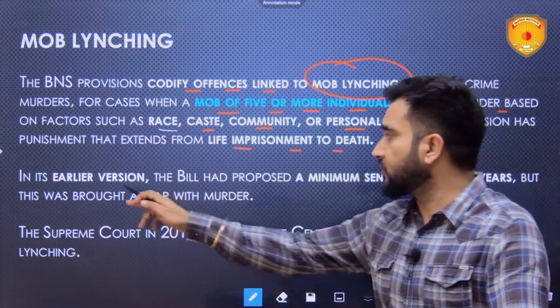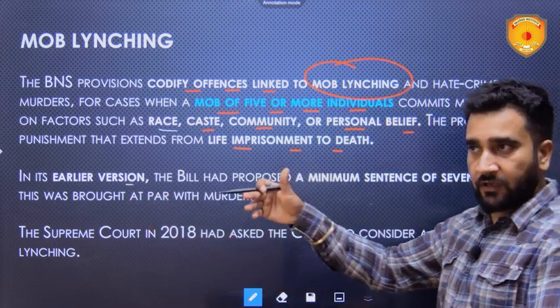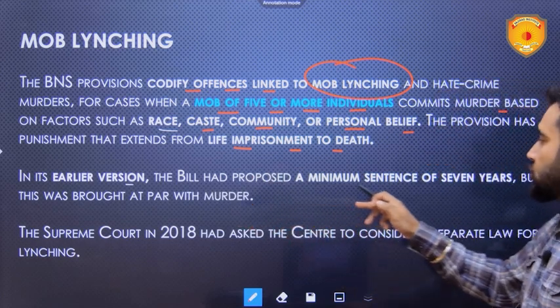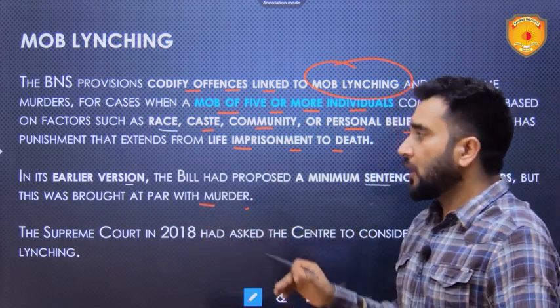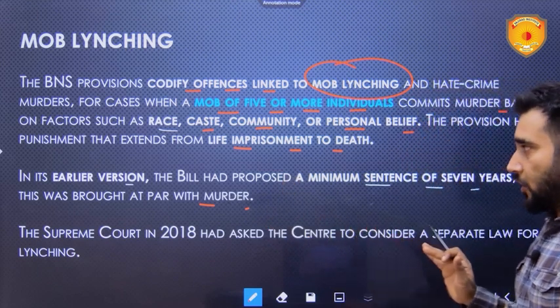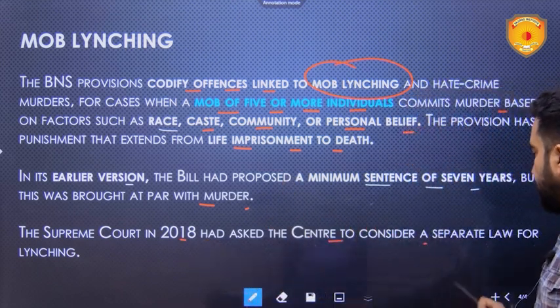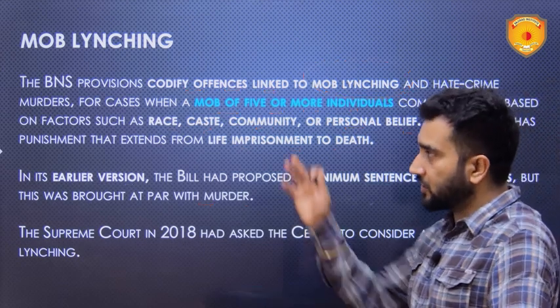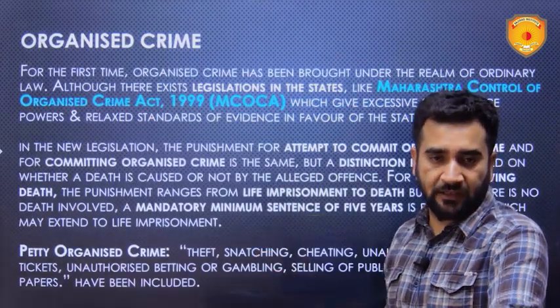In its earlier version, because this was the second version of the bill, there was another earlier version. The bill had proposed a minimum sentence of 7 years, but that was brought at par with murder now. It is life imprisonment or death. Supreme Court in 2018 had asked the center to consider a separate law for lynching, which the government has included as part of the Bhartiya Nyay Sanhita.